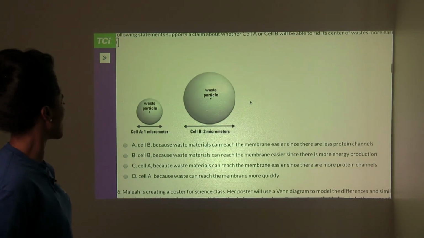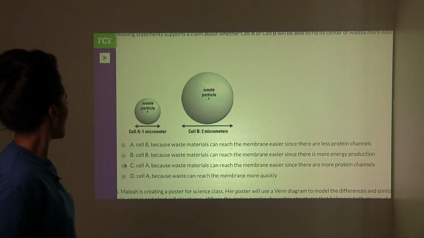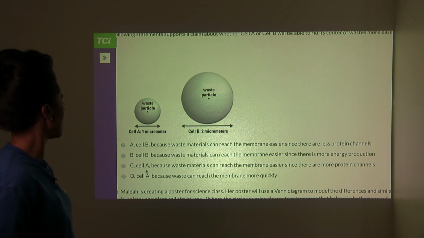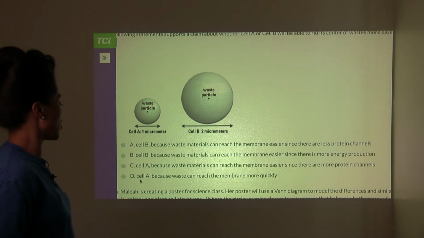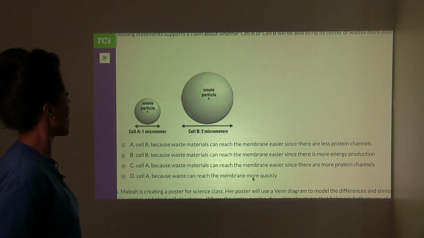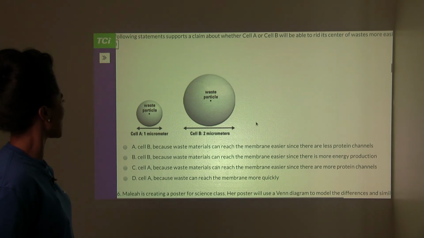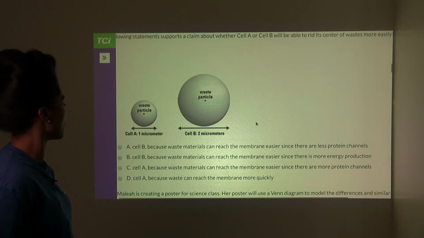says cell B because waste materials can reach the membrane easier since there are less protein channels. B, says cell B, because waste materials can reach the membrane easier since there is more energy production. C, says cell A, because waste materials can reach the membrane easier since there are more protein channels. D, says cell A, because waste can reach the membrane more quickly. Which one supports the claim about whether cell A or cell B will be able to rid its center of waste more easily?